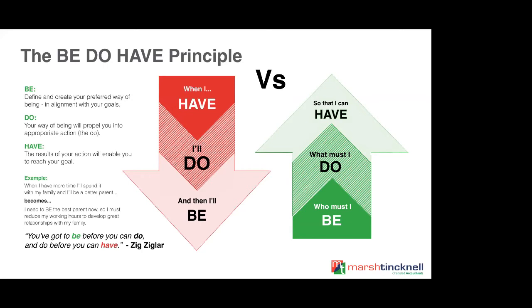To give you an example of that, if we're wanting to spend more time with our family and be a better parent, to put that into the be, do, have framework, we need to be the best parent now. So I need to reduce my work hours and develop a great relationship with my family. If that's what we want to achieve, we've got to do the be before we can do the do, before we can have. If that makes sense. The other point in relation to that: under the have, do, be scenario, we're really stagnating and responding, as opposed to the be, do, have scenario, where we're actually focusing on achieving results.